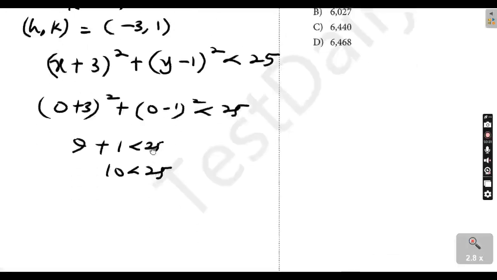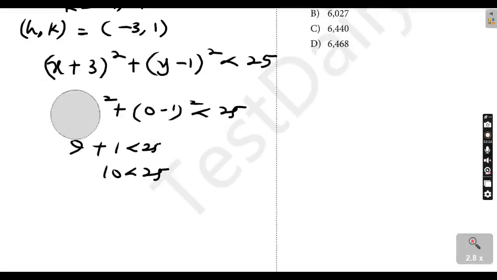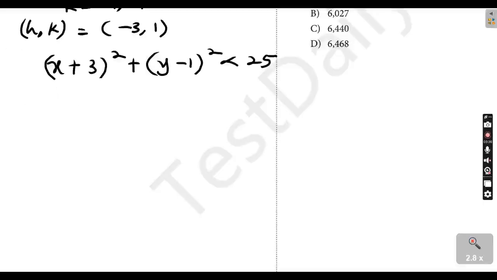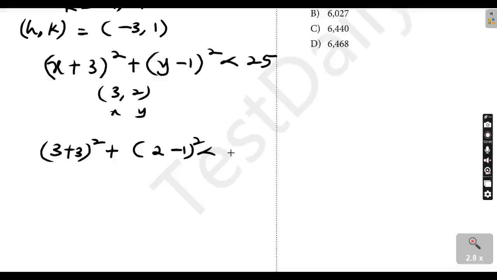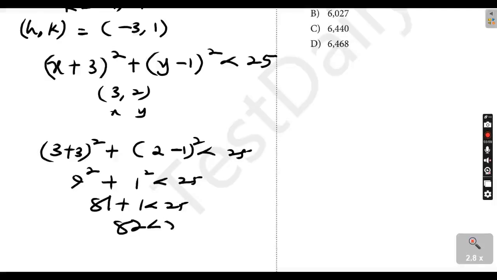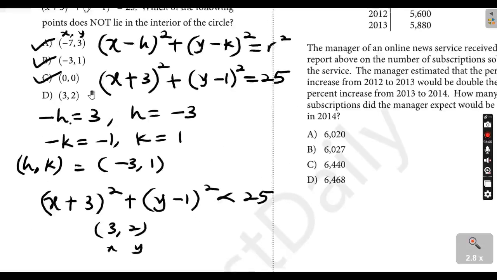So let's test for option D, which is (3, 2). This is x, this is y. So we have (3 + 3) squared + (2 − 1) squared, less than 25. 3 + 3 is 9. 9 squared plus (2 − 1) is 1 squared, less than 25. 9 squared is 81 plus 1, and this is 82, less than 25. This is not true. Why? Because 82 is greater than 25.